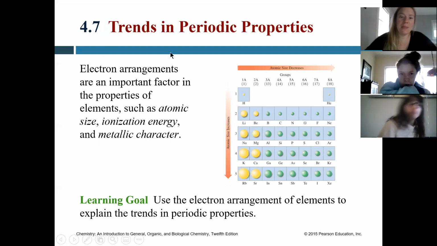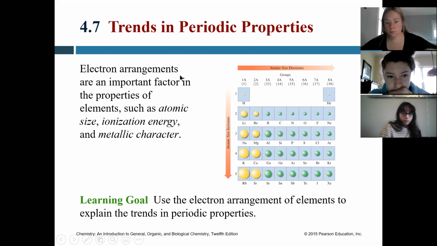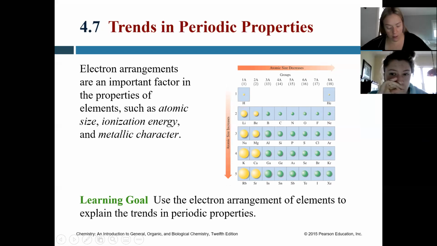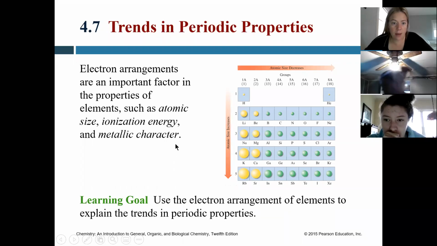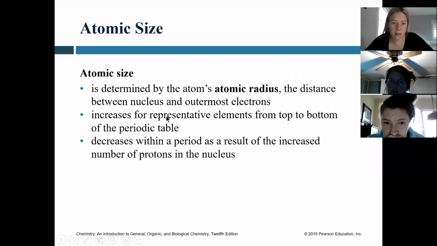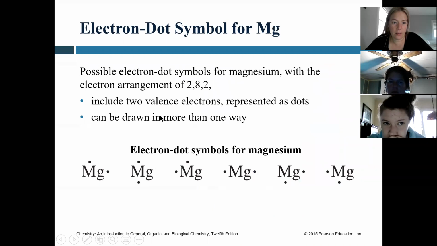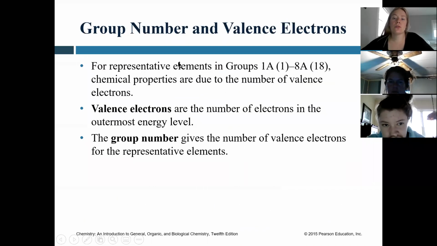But you do want to be comfortable with these things called periodic trends. So on your periodic chart, talk about how the atoms relate to each other. So the first thing, atomic size. I guess I don't want to wait. We'll wait till we get to the end. So group number and number of valence electrons.